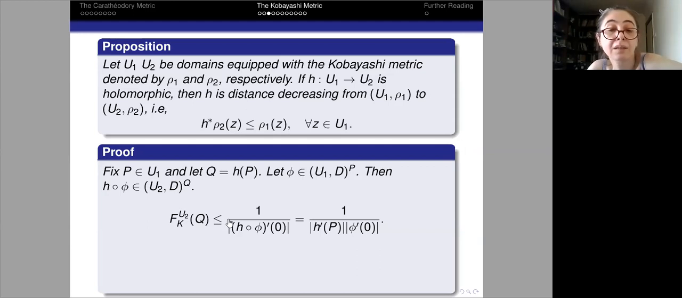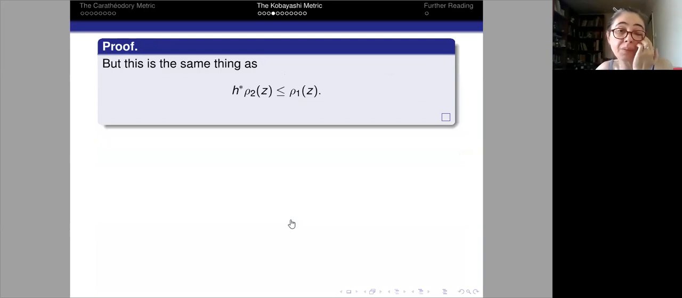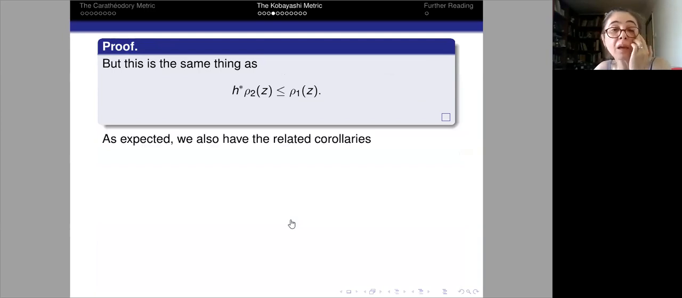And the Kobayashi metric at the point q in the domain U2 is less than or equal to 1 over the magnitude of (h composed with phi)' at the point zero, that is 1 over |h'(p)| times |phi'(0)|. You take the infimum over all phi to get the desired inequality. As expected, you also have the corollaries.